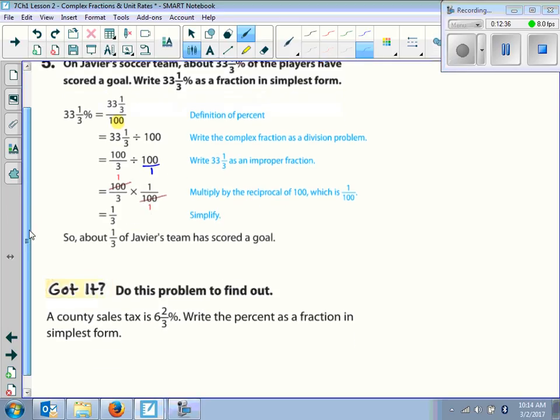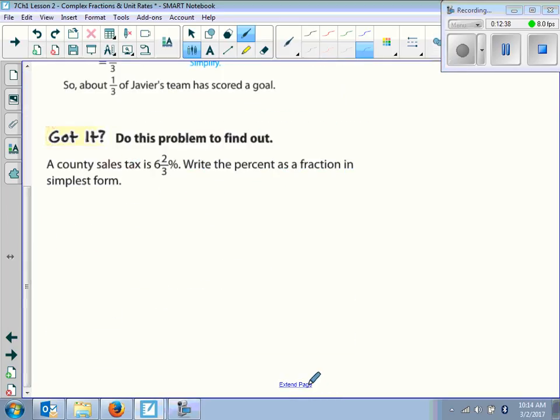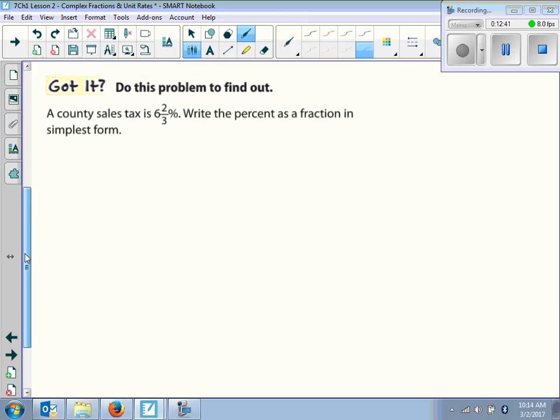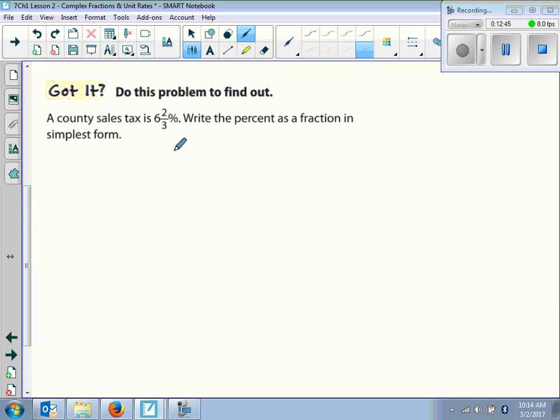So let's do one together. So here, we've got county sales tax. County sales tax is 6 2/3%, and we want to write that percent as a fraction in simplest form. And again, percent is always over 100. So we have 6 2/3 over 100. And now we can change that to a division and simplify. Okay? So 6 2/3 divided by 100.